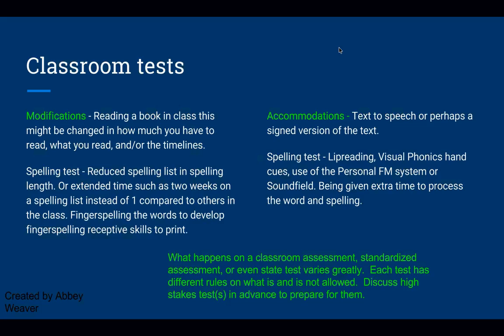Or extended time. So instead of you give me 10 words every week, I'm going to get one list for 2 weeks. So again, I really learn what does that word mean? How do I spell it? How do I sound it out? How do I use it?